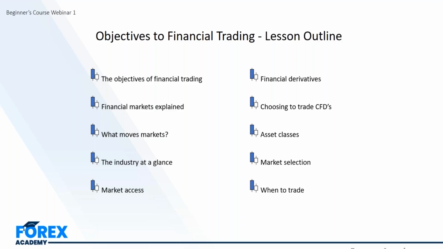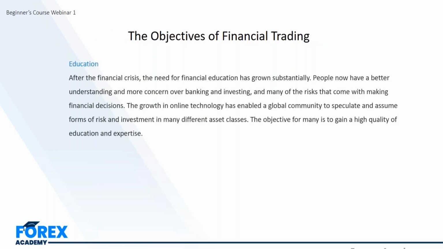So the objectives of financial trading, obviously, when considering the financial markets and the sheer amount of traders that involve themselves in trading, there are many objectives to financial trading, or many traders simply just looking to make money. Education, in our view, is of key importance. After the financial crisis, the need for financial education has substantially grown, and that's absolutely the case. People now have a better understanding and more concern over banking and investing, and many of those risks involved that come with making financial decisions.